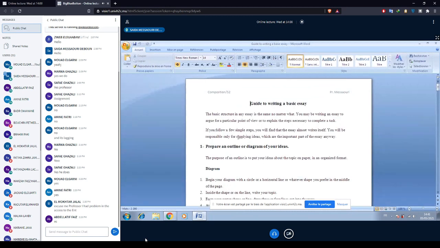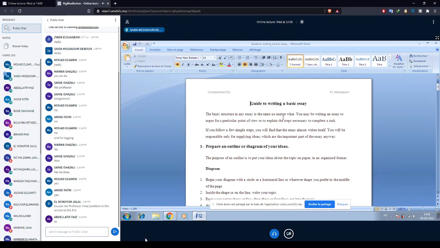So the basic structure in any essay is the same, no matter what, whether it is argumentative, descriptive, narrative, informative, personal, whatever kind of paper it is, the basic structure is the same. Even when you write a presentation, even when you write a report, whatever you write, the structure is the same.